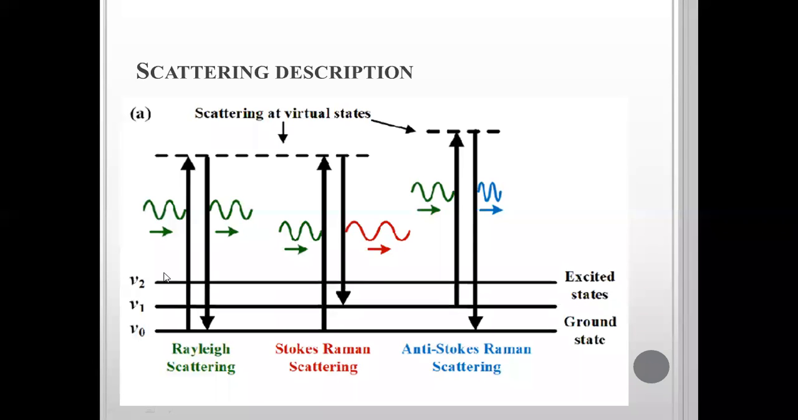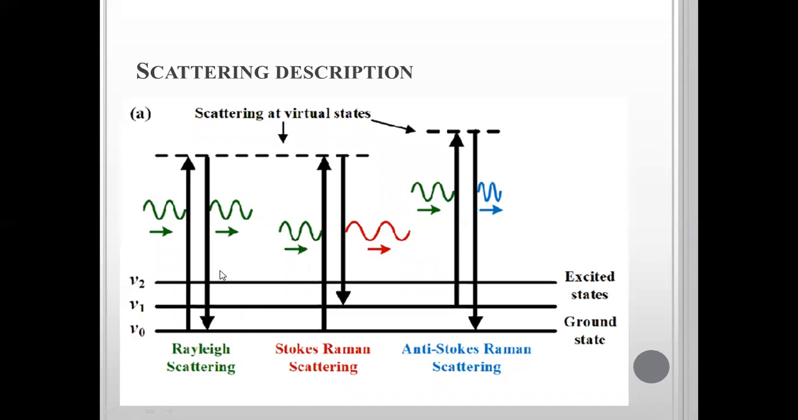So, first of all, we see the case of Rayleigh scattering. In this, the molecule that was originally in the ground state is excited to the virtual state, and when it emits the radiation, we call it the scattered radiation. It goes back to the ground state, so the energy of the incident radiation and that of the scattered radiation are the same. There is no change in energy of radiation. So we get the Rayleigh scattering.